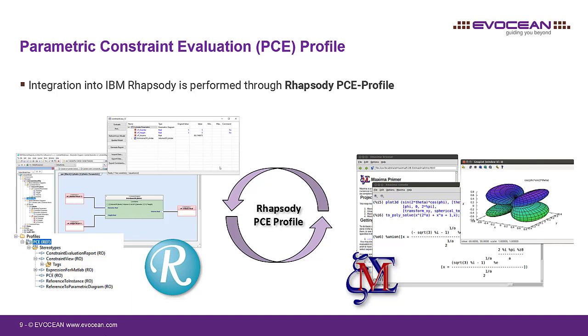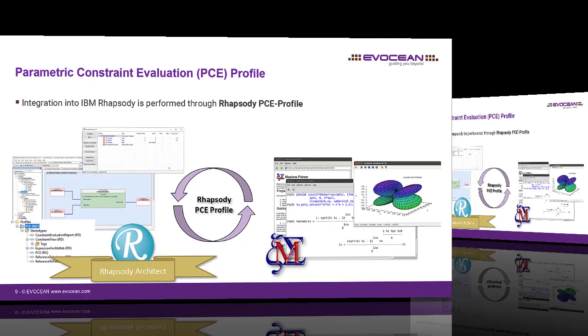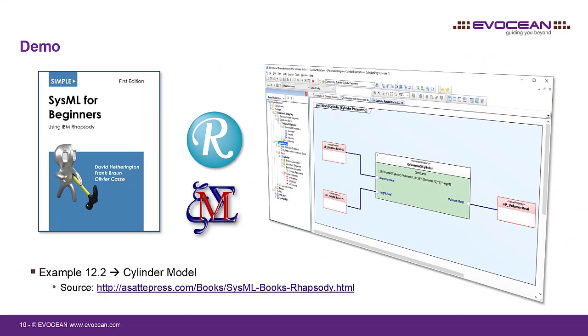A very remarkable point here is that this profile is available for all Rhapsody editions, as well as in the Rhapsody Embedded Studio. So in case you just have Rhapsody Architect, for example, the Rhapsody Low Cost Entry Edition, then you can already perform these kinds of evaluations, which is extremely beneficial. Let's come to the demo.